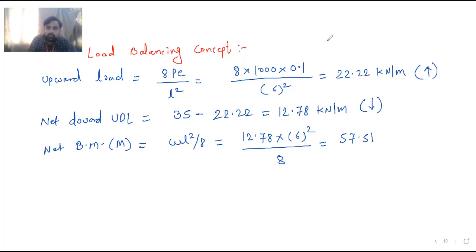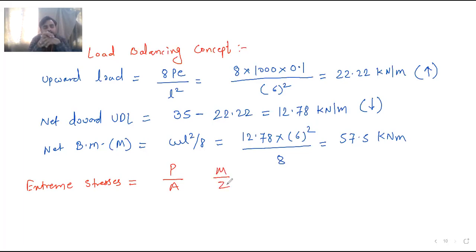57.51. Okay, 57.5 I will consider, in kilonewton meter. This is the net bending moment. So now the extreme stresses. Extreme stresses is equal to. Now in the load balancing concept, there are only two terms, one P by A and the other M by Z.